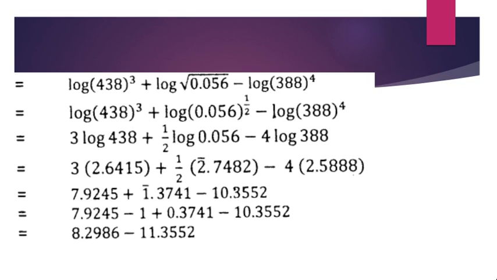As we are observing that the first two values are multiplying, we can write them as a sum: log of 438 power 3 plus log of square root 0.056. The third value was in the denominator, meaning dividing, so we will write it as a difference, minus log of 388 to the power 4. I know that the square root is equal to the power 1 by 2, so changing it to an exponent, the first value is written as it is, the second one we remove the radical sign and change the power to 1 by 2, and the third value as it is.